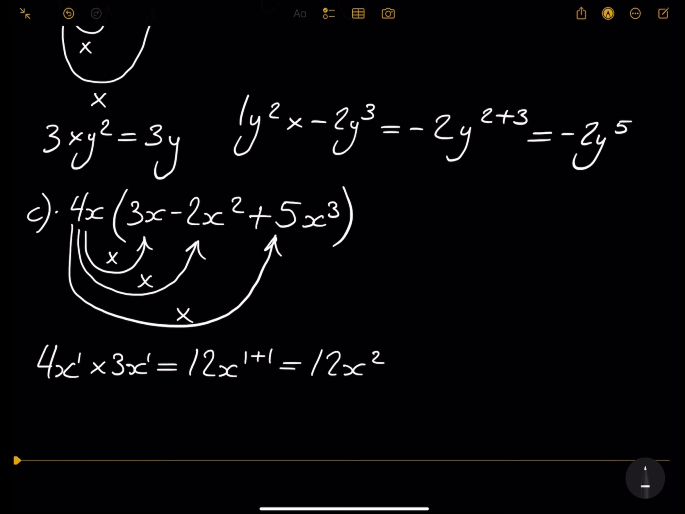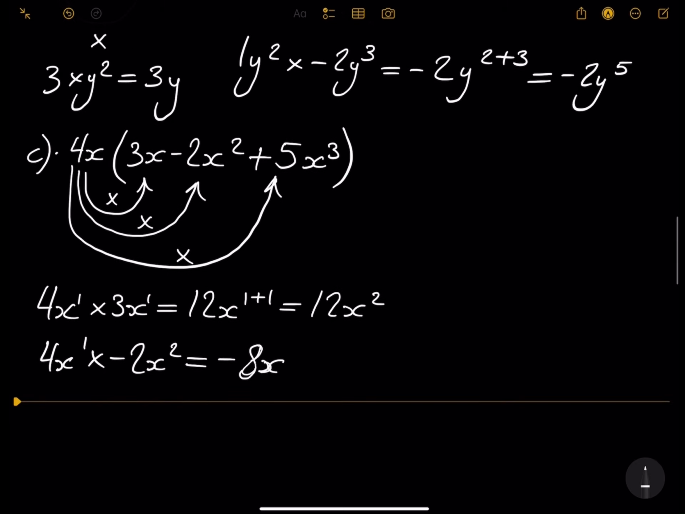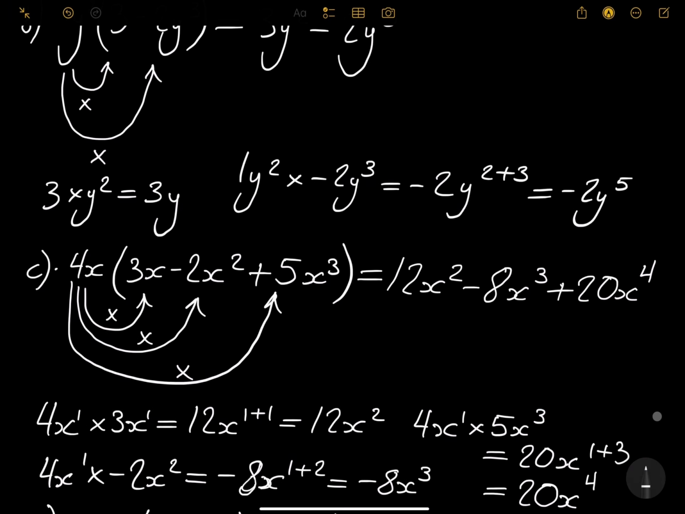And then for the second one, we've got 4x raised to the power of 1 multiplied by minus 2x squared. And 4 times minus 2 is minus 8. And then 1 plus 2 is 3, so this is equal to minus 8x cubed. Okay, cool.